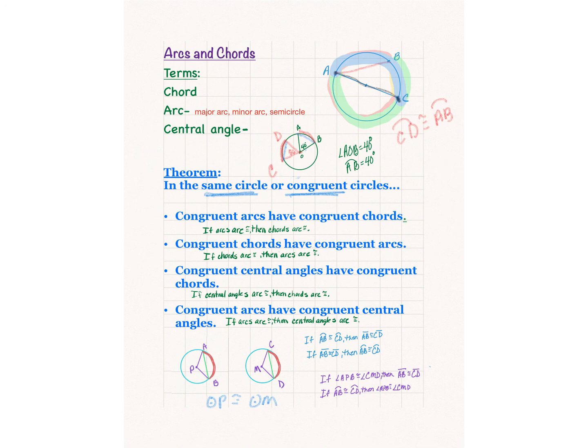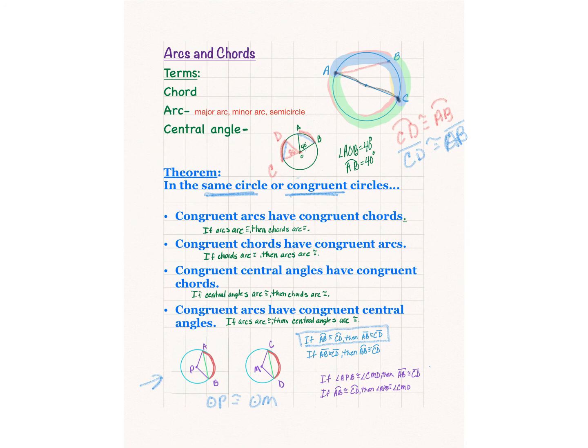So chord CD is also congruent to chord AB. Okay, so congruent arcs have congruent chords. If you know the arcs are congruent, you know the chords are congruent. Down here in these circles, again, if I know that arc AB is congruent to arc CD, then I know that segment AB is congruent to segment CD because I know the circles are congruent. Congruent chords have congruent arcs. That's just the converse of that first one.